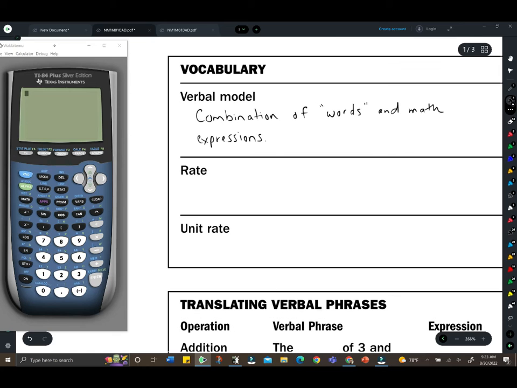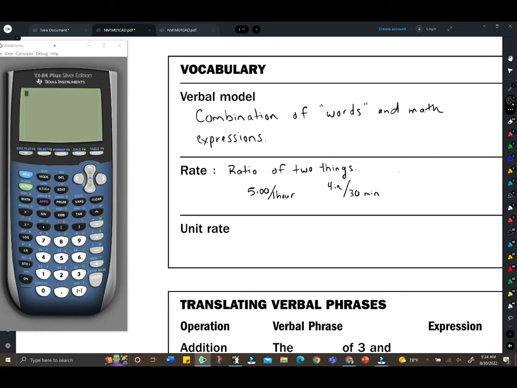Okay, some other things to consider is that we have the rate. And a rate is simply a ratio of two things. We commonly think about rates such as being paid. So we have the hourly rate. Maybe you make $5 per hour. Okay, so something like that's a rate. Maybe it's snowing 4 inches for every 30 minutes. Okay, those are rates, and they're typically used with division like that.